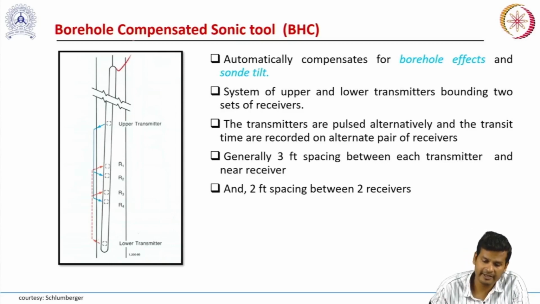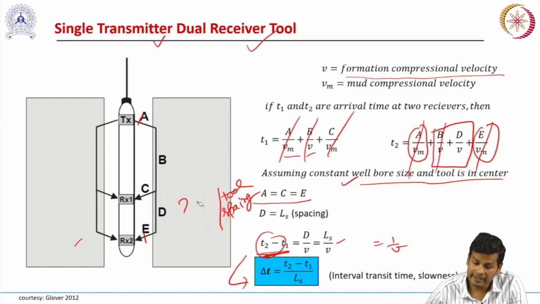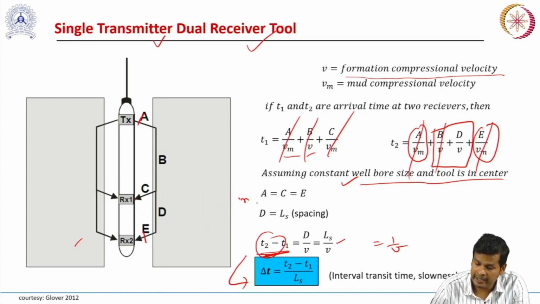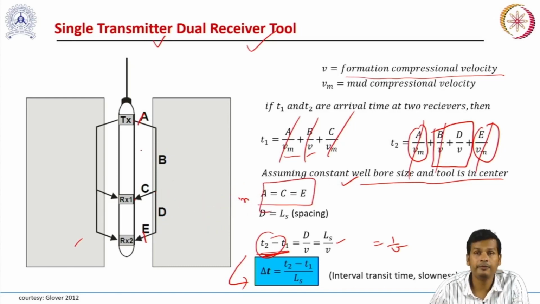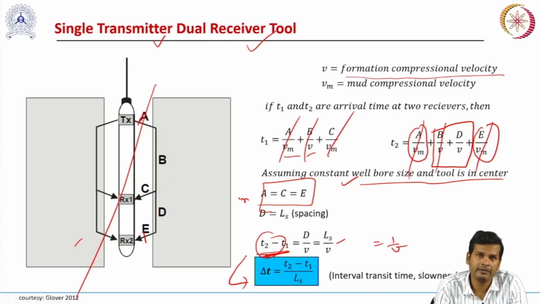If the tool is tilted, then again it cannot calculate the travel time with good accuracy, because A is equal to C is equal to E only when the tool is in the center. If the tool is tilted, A will not be equal to C and C will not be equal to E. So if A is not equal to C is not equal to E, we cannot eliminate the effect of sound wave travel time inside our mud.